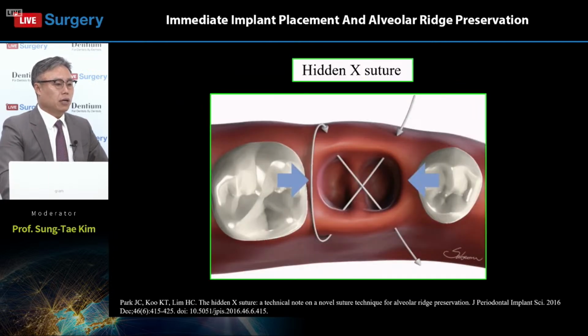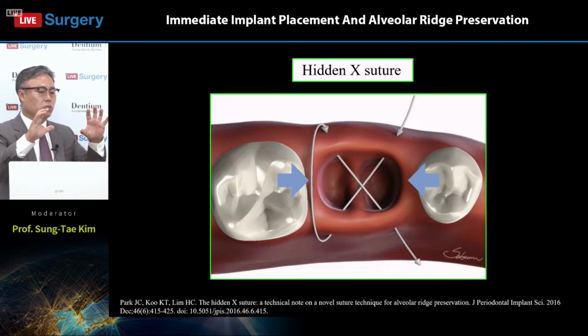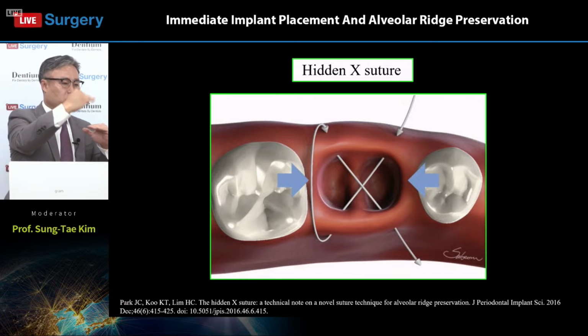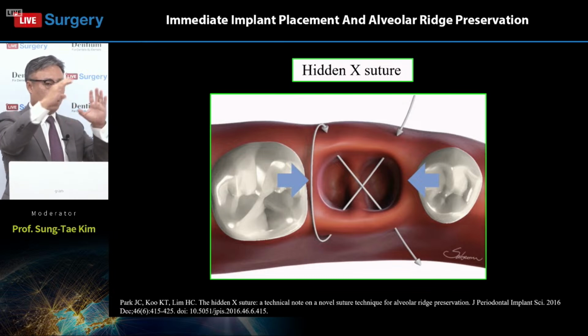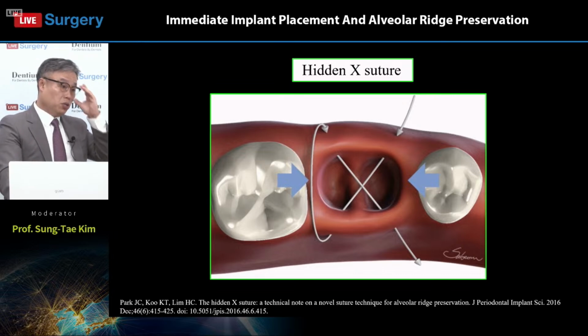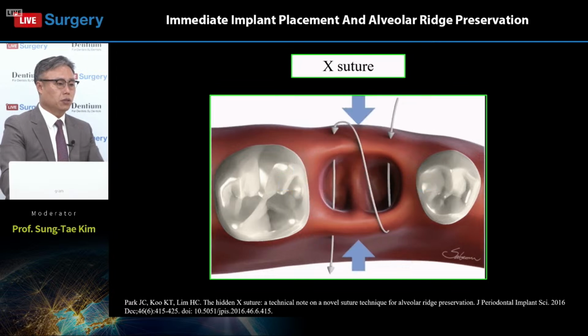This is a hidden X suture. The X figure, as I mentioned, is inside the extraction socket, and the mattress suture is outside the extraction socket. It's good for the equal distribution of tension. In this case, we don't apply any force on the extraction socket. Unlike other sutures, there's no force on the buccal and lingual side. Therefore, we can maintain control of the soft tissue of the extraction socket. That's one advantage of this hidden X suture.